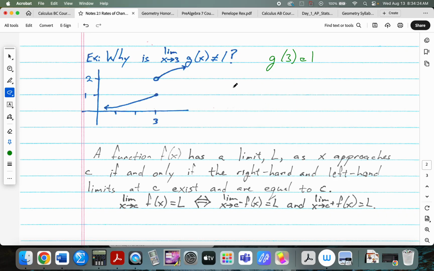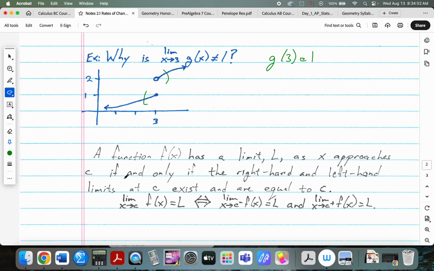The problem is that if we do our little interval, if I get close to x is 3 on the left side, my y values are close to 1. But if I get close to x is equal to 3 from the right side, are my y values close to 1? No.